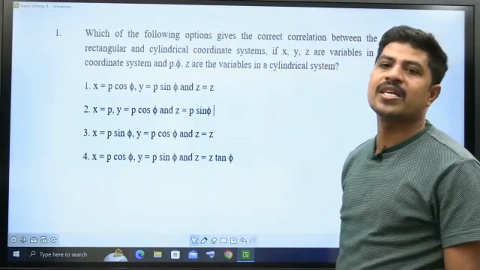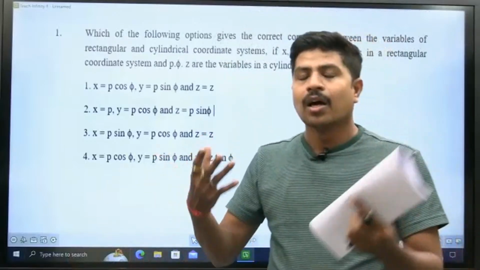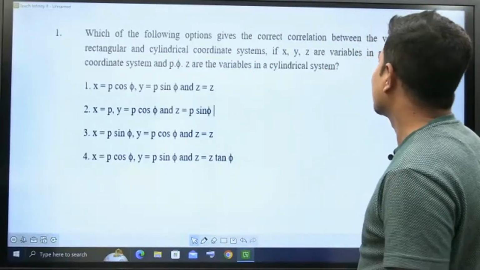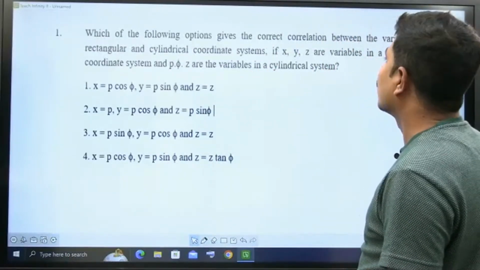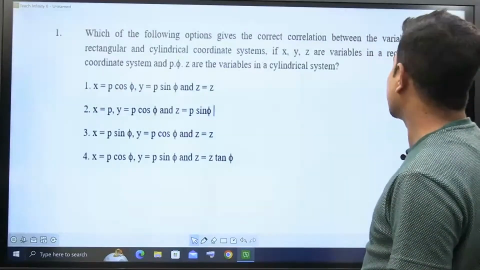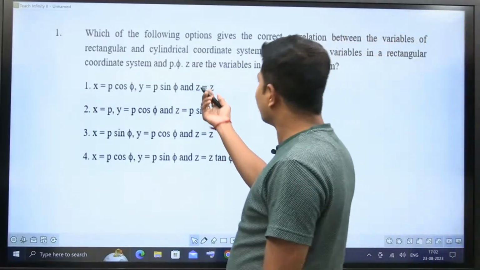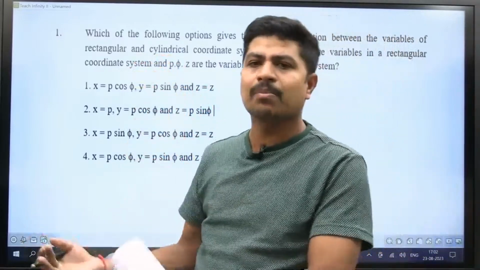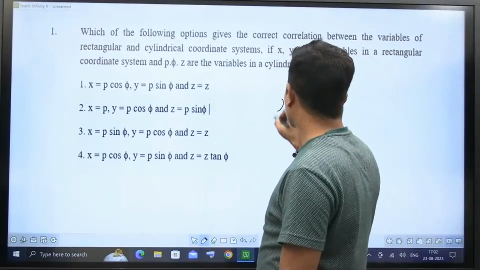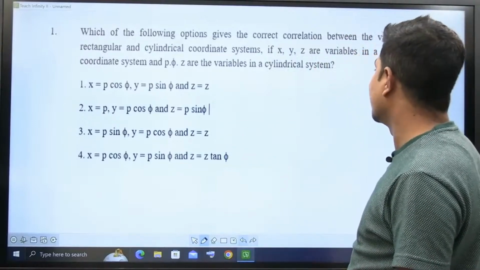The very first question is from EMFT, electromagnetic field theory. Electrical people also read EMFT in their BTech. The question is: which of the following options gives the correct correlation between the variables of rectangular and cylindrical coordinate systems, if x, y, z are variables in the rectangular coordinate system, and rho, phi, z are the variables in the cylindrical coordinate system. In the paper it is typed as p, but generally we take it as rho.